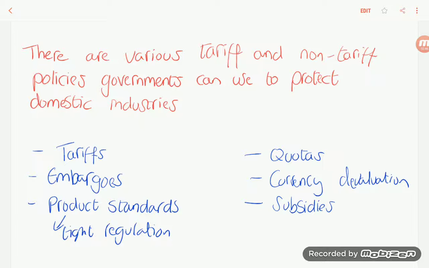Quotas can be fixed, which limit the quantity of a certain good that can be imported. Any demand for the good above the quota will be diverted to domestic products. In other words, if there's only, say, 1,000 cars that can be imported into the country, and there's 1,001 cars demanded, the final car will have to be produced or consumed from domestic production.